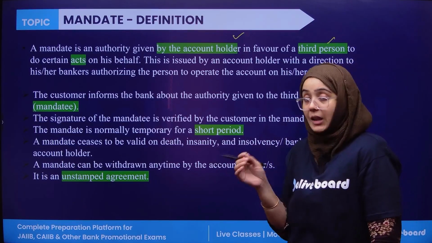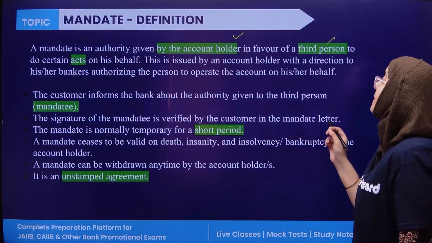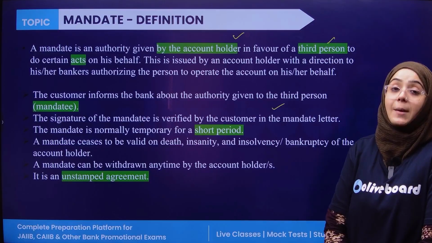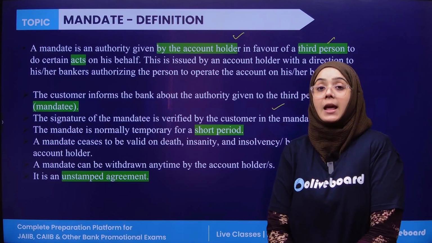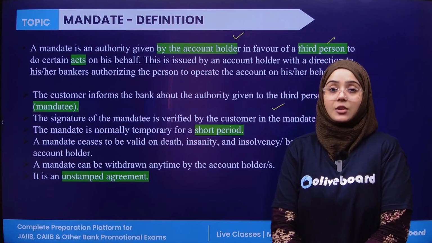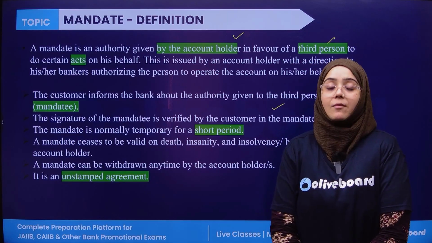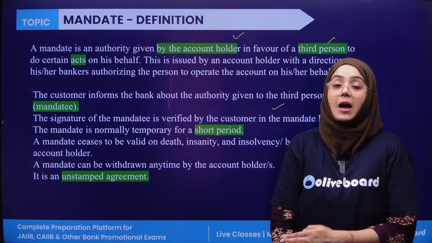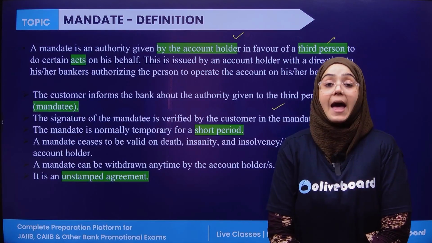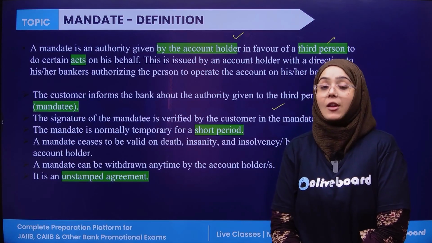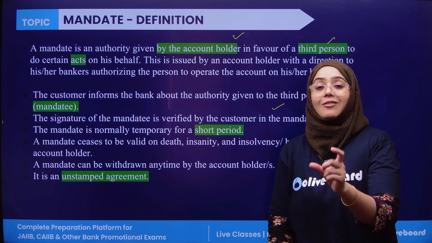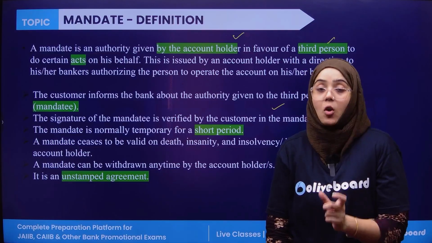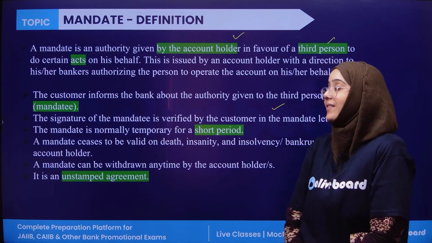Now second, the customer informs the bank about the authority given to the third person. So it is the mandatory. For example, I am authorizing my sister to give a payment to the vendor in my absence. This should be informed to the bank. I am the account holder. My sister is called the mandatory because I have given the authorization, and it is for a particular act, for example a particular payment in my absence. This is known as the mandate.